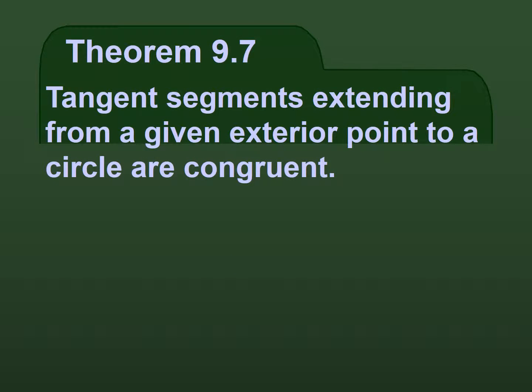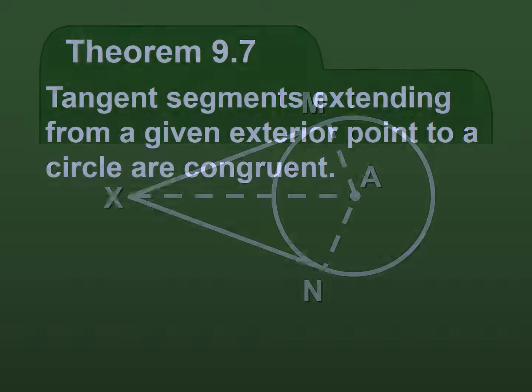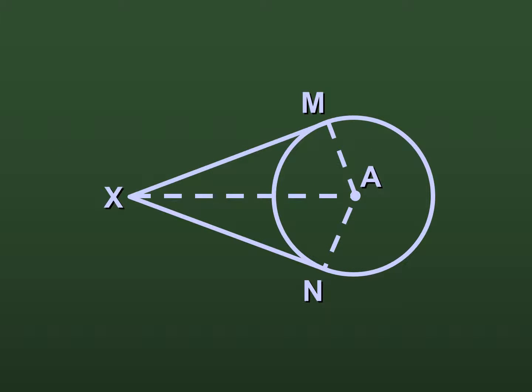Circles are going to be congruent. XM and XN, right? And those are coming from the point X. They're coming from the extended point at X to the circle. So we're going to say that those tangent segments are congruent. So XM is congruent to XN.